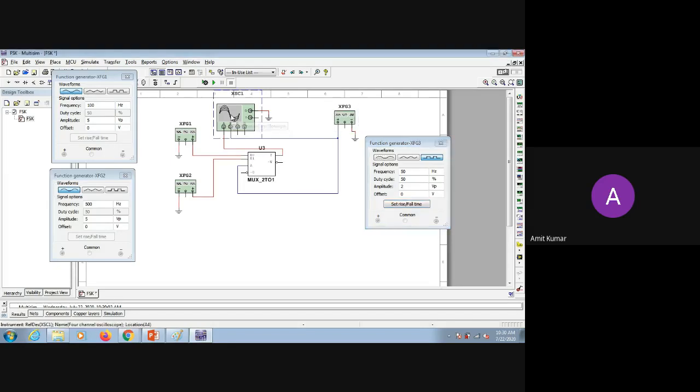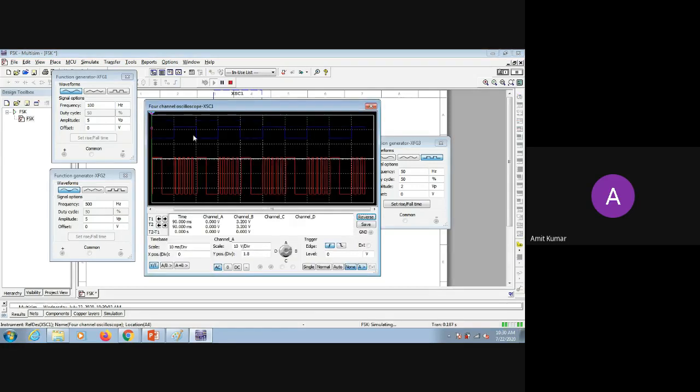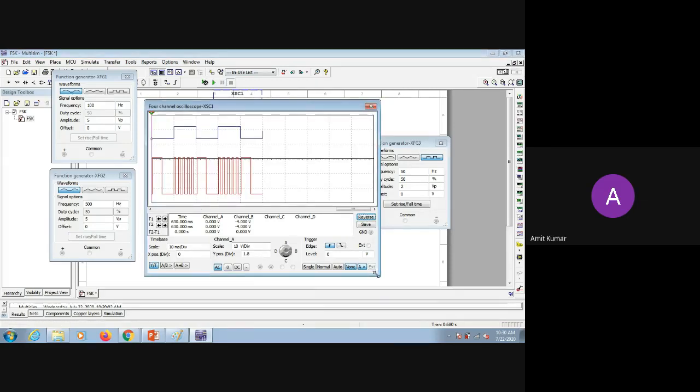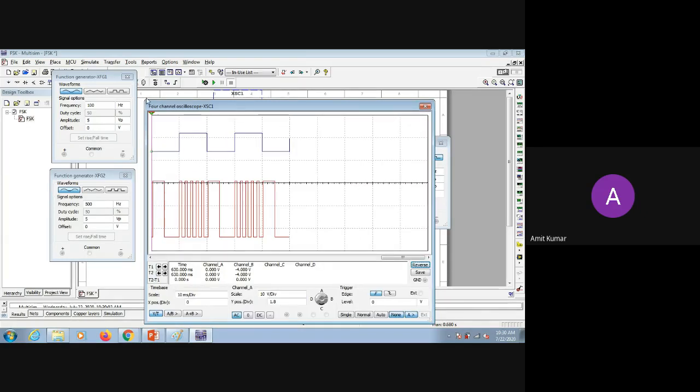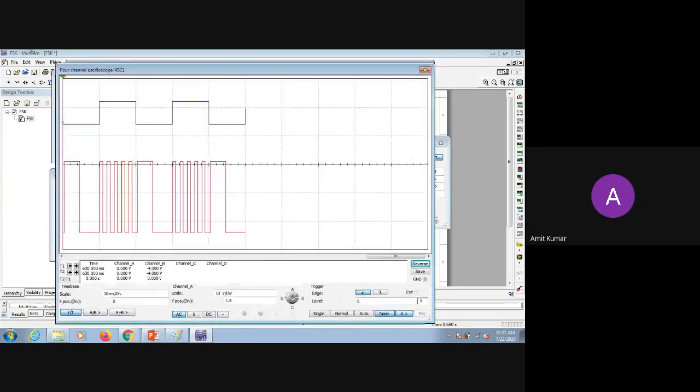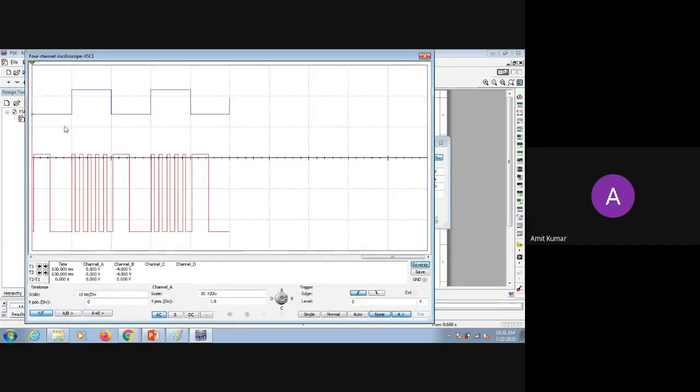So if you see the output, for 0 you are getting a lesser frequency, and for 1 you are getting some other frequency component. But the output is in digital format. So we are facing that challenge. So we have to overcome this.